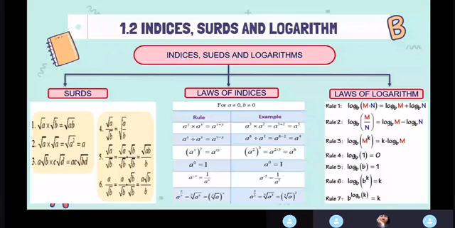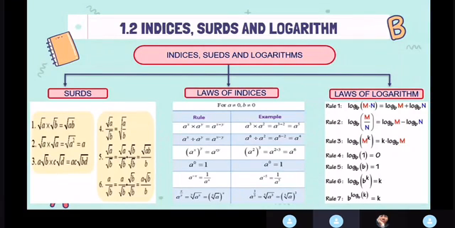The second is a to the power of m divided by a to the power of n is equal to a to the power of m minus n. The third is open bracket a to the power of m close bracket to the power of n is equal to a to the power of m n. When the power is in the bracket and out the bracket, the power must be multiplied. All these laws apply where a is greater than 0 and a is not equal to 1.